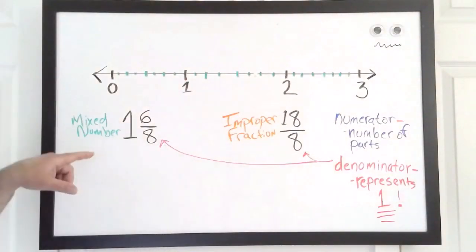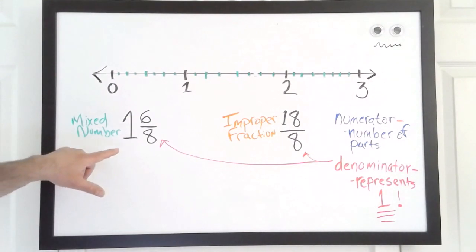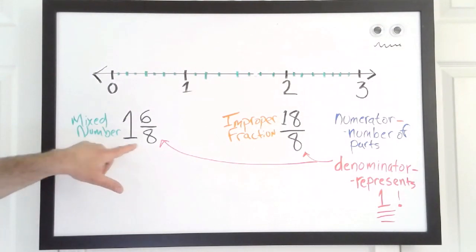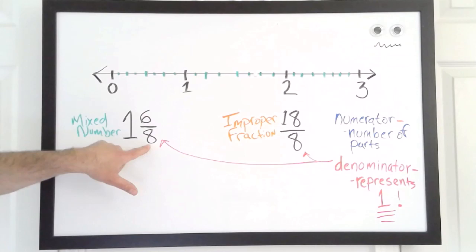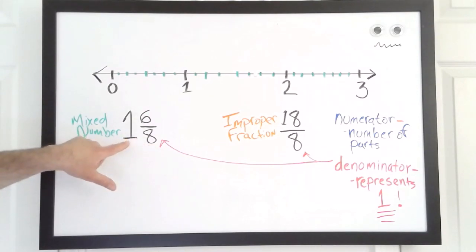First of all, let's look at this mixed number. We said that the denominator represents 1 whole. Therefore, this 1 right here probably represents 8 parts. 8 parts over 8 parts. And then we have 6/8 more. So let's break this down.